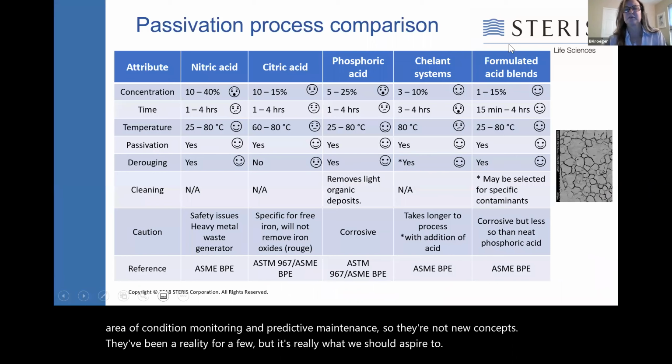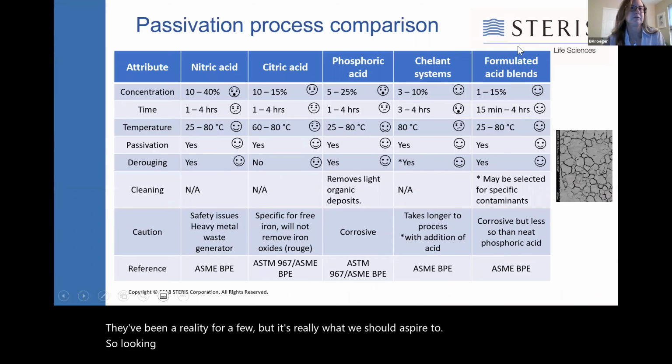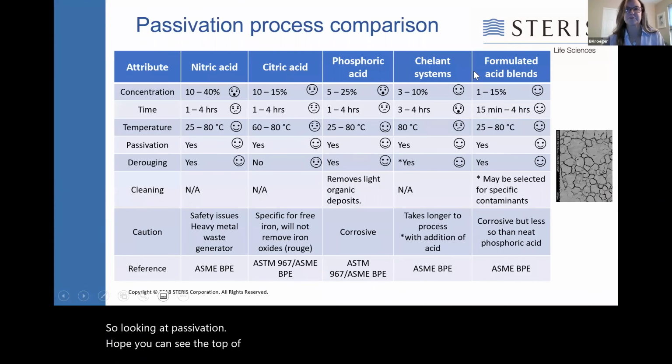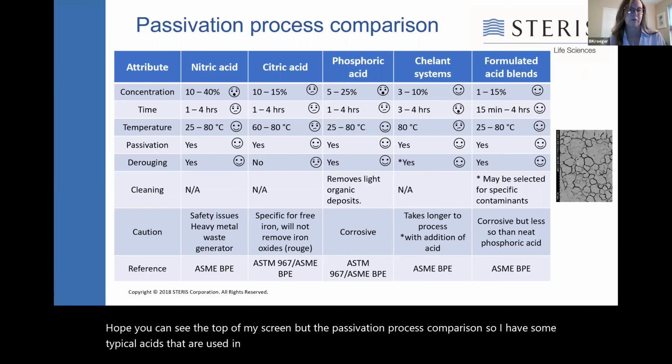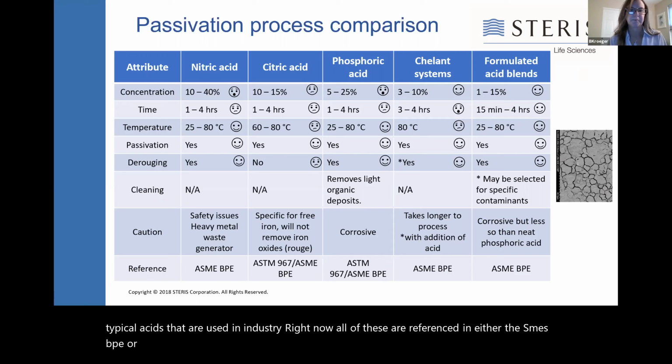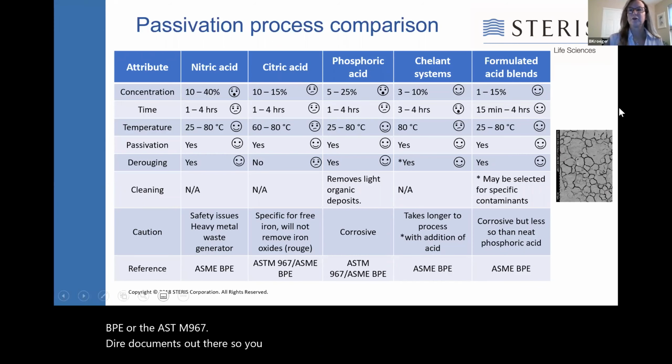So looking at passivation, I hope you can see the top of my screen, the passivation process comparison. I have some typical acids that are used in industry right now. All of these are referenced in either the ASME BPE or the ASTM 967 guide or documents out there. The image here on the right is an SEM image of stainless steel.